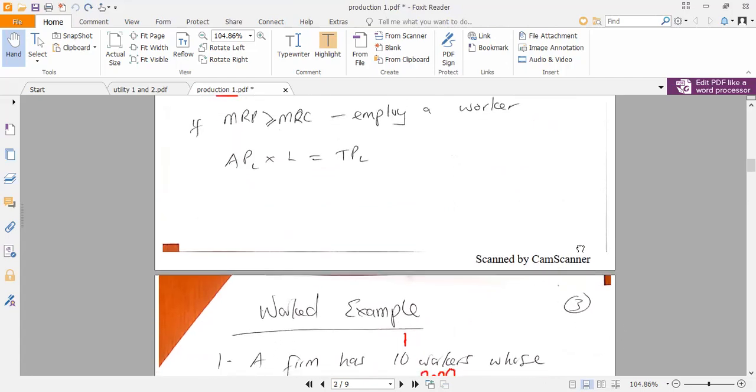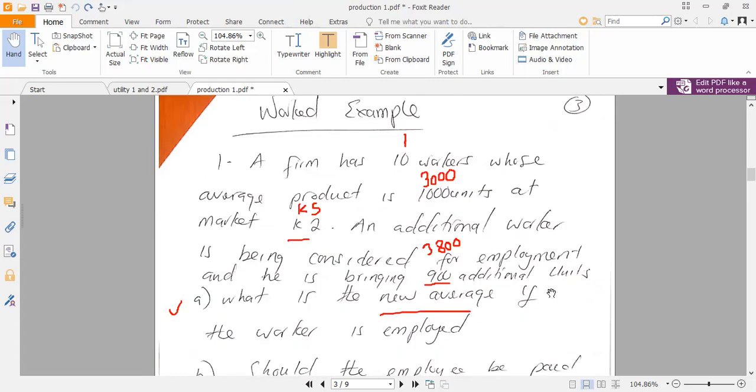So here we're given a question where a firm has 10 workers. These workers have an average product of labor of 1,000, and the market price is 2 kwacha. Additional units are being considered where we want to employ an additional worker, and this worker is bringing in 900 additional units. So let's analyze this question.